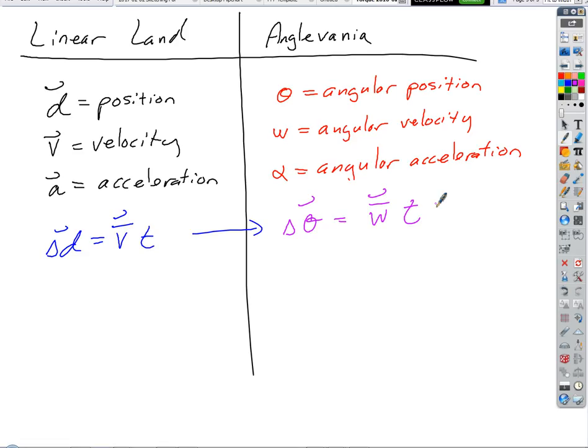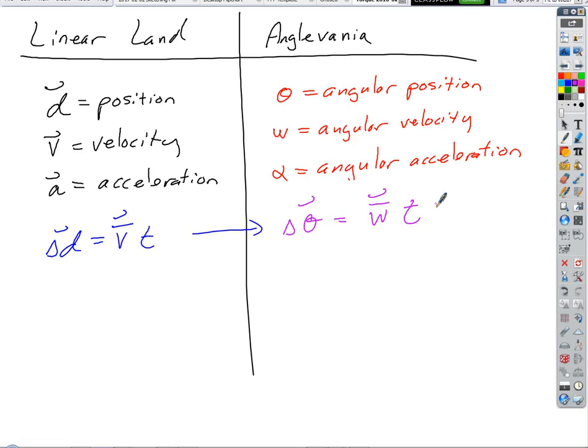There's some other things too. So we could easily write down all 4 of those linear land kinematics equations just by substituting the equivalent variables. We could turn all those into Angulvania kinematics equations, right? There's some other stuff too, though. What are some other quantities we've talked about? Really, there's not much at this point. What's the other big quantity we've talked about? Force, right? We haven't really talked about much else.